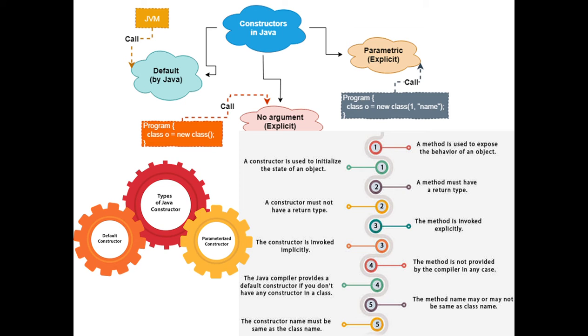The constructor name must be the same as the class name. This is a feature of the constructor. That is, a constructor is a special type of member function which should not have a return type, and the name of the constructor must be the same as the class name. But the name of a method may not be the same as the class name. These are all the differences between constructors and methods. Let's see the types of constructors one by one.